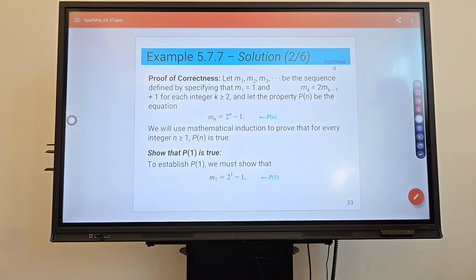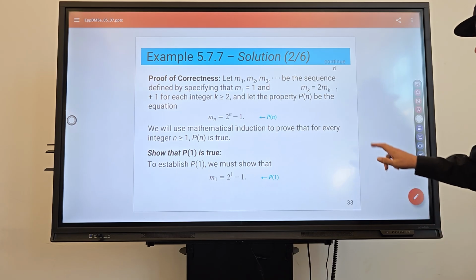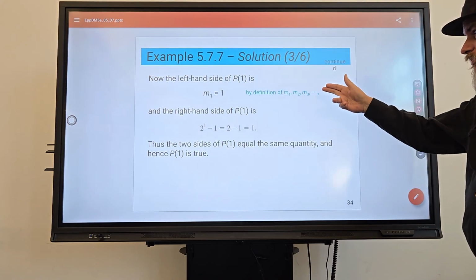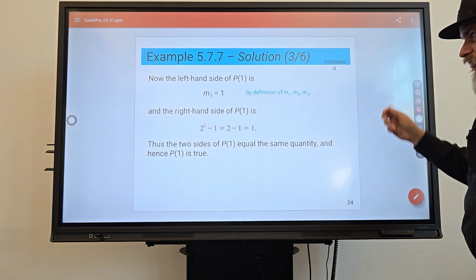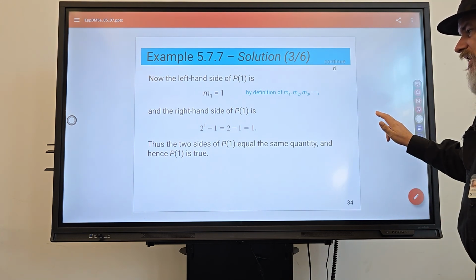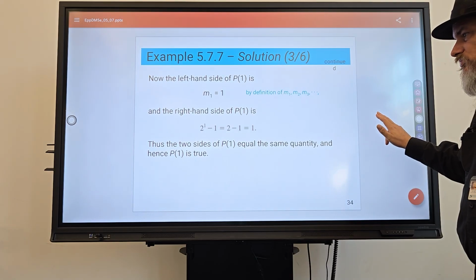Next, we show that P of 1 is true. Well, P of 1 is 2 to the 1 minus 1, which is 1. And the definition from the recurrence relation is m sub 1 equals 1, therefore they are equal. And P of 1 is true.